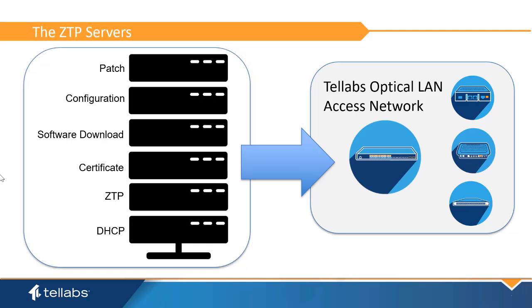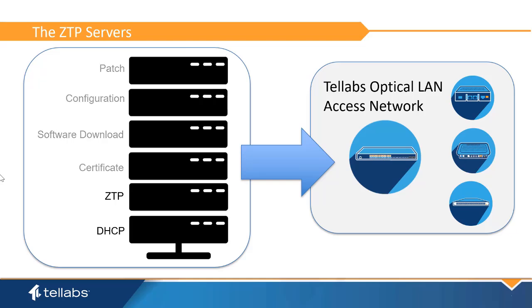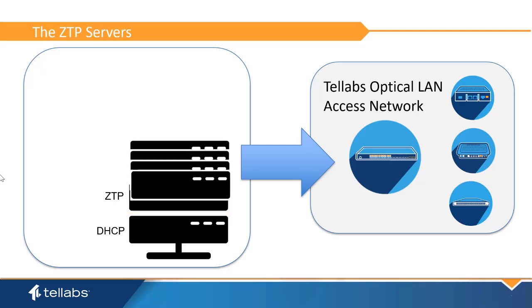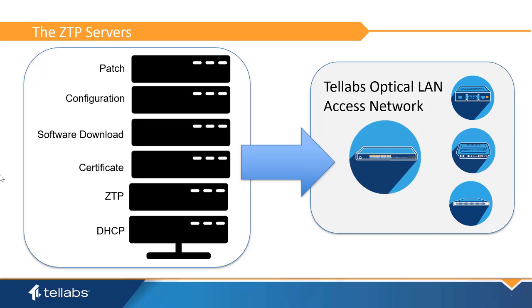ZTP can work with distributed and remote servers. However, for most installations, all servers, with the exception of the DHCP server, will be hosted on the same machine. Tellabs provides software that installs and configures the required server components on a single Linux host machine. Any HTTP server capable of handling certificate authentication and file transfers can be used to host a ZTP feature component. To handle distributed servers, the ZTP configuration can be customized to provide addresses and credentials for each server.